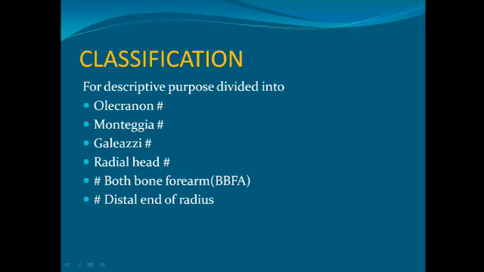So we have a general classification. For descriptive purposes, forearm fractures can be classified into olecranon, Monteggia, Galeazzi, radial head, and both bone forearm. When there is fracture of both radius and ulna, we call it both bone forearm fracture. Then fracture of distal end radius. Okay, we'll see some of the important fractures in detail. We'll see Monteggia fracture, we'll see Galeazzi fracture, and we'll focus on distal end radius. So all the important fractures we'll discuss.